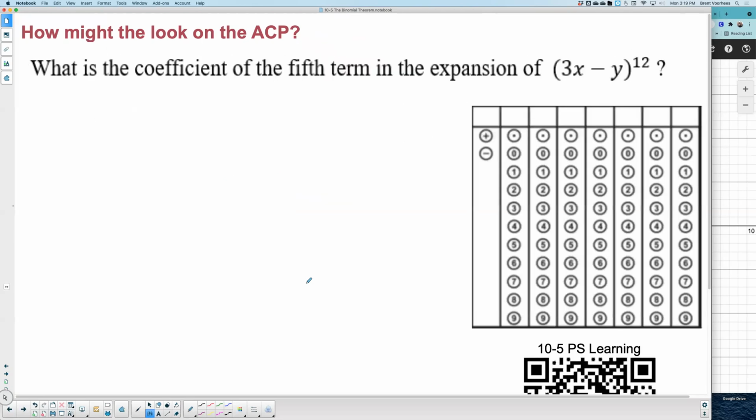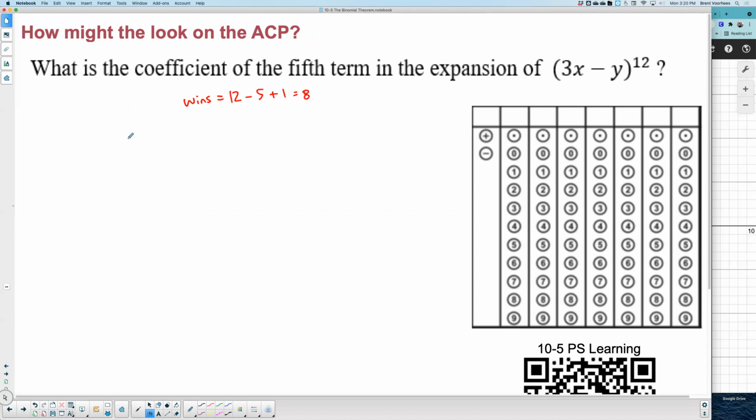Finally, last one. What is the coefficient of the 5th term in this expansion? It's the 5th term, so wins will equal plays, just 12, minus the 5th term, plus 1. 12 minus 5 is 7, plus 1 equals 8.